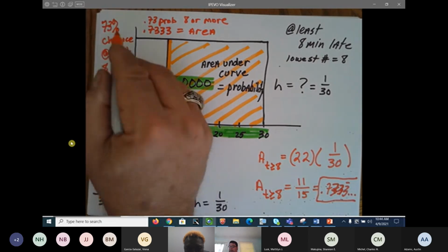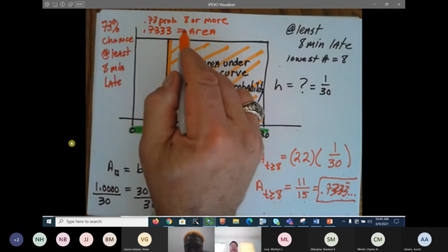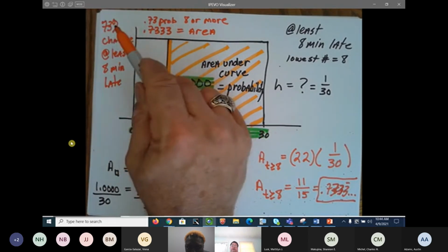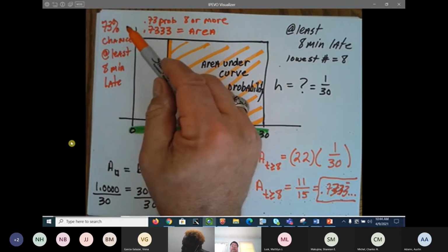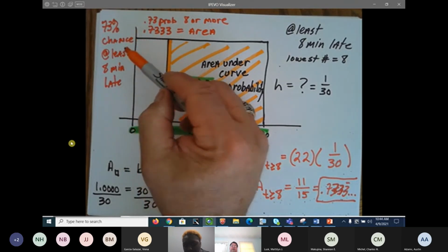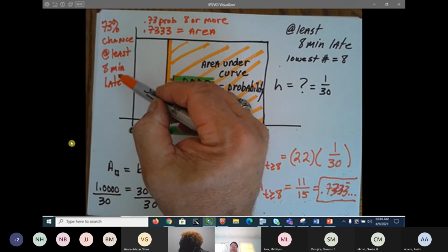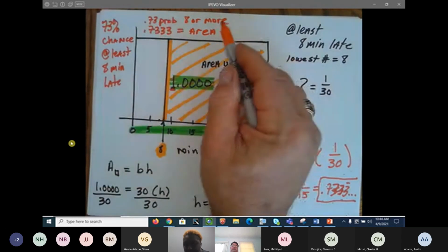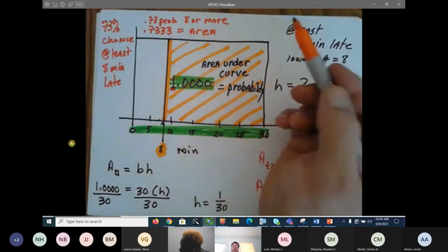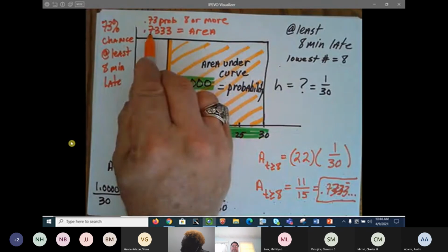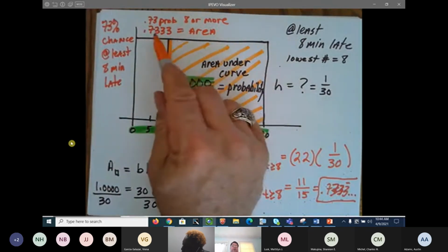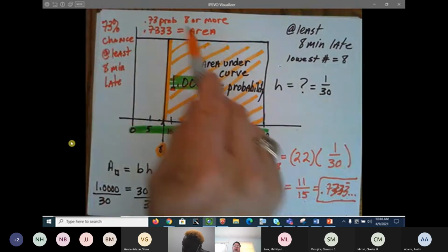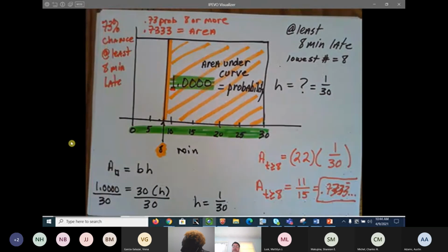But now, when I said that probability and area and percent were the same thing, this is what I mean. You could say in the classroom, there's a 73% chance that this guy will be at least 8 minutes late. There is a 0.73 probability that this guy will be 8 minutes or more late. Or the area under the curve at 8 minutes or more is 0.7333. That's what you need to know: all three of these things are equal.